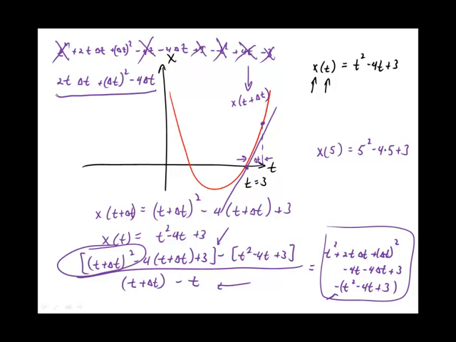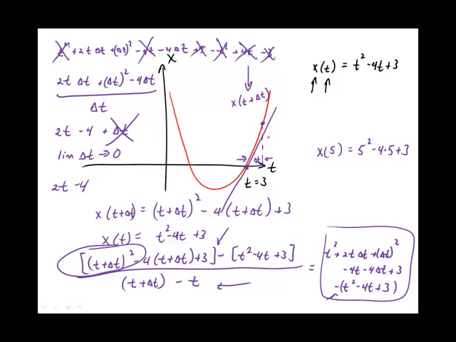Now that's the numerator. Remember, the denominator was just delta t. And so I'm left with 2t minus 4, because delta t underneath there cancels, plus delta t. So that's this term. There's that term. But remember, it's the limit as delta t goes to 0. And as delta t goes to 0, that goes away. And I'm just left with 2t minus 4.